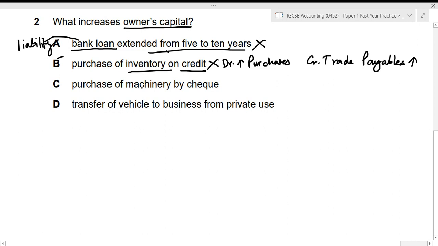C says purchase of machinery by check. Purchase of machinery will increase the machinery. Machinery is an asset and it will be debit when increased, and you're paying by check, hence bank is decreasing, and bank decrease will be credit because it's an asset. Asset decreases, credit. Now, if you're getting confused about why I increased the trade payable with credit, maybe you need to follow up on another video where I explain what debit and credit are. Debit does not necessarily mean increase, and credit does not necessarily mean decrease. There are rules of debit and credit that we need to focus on.